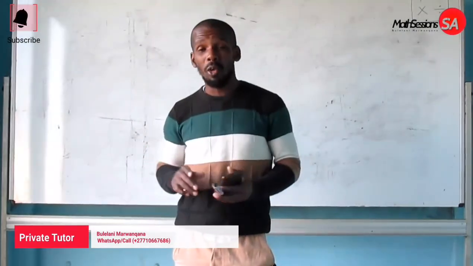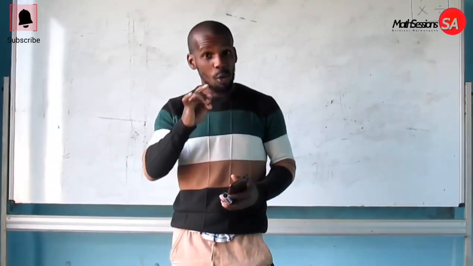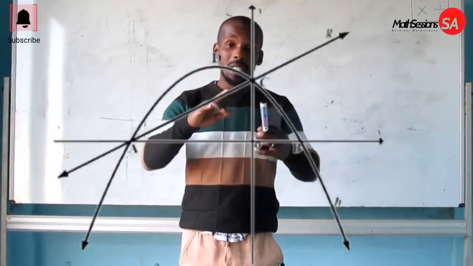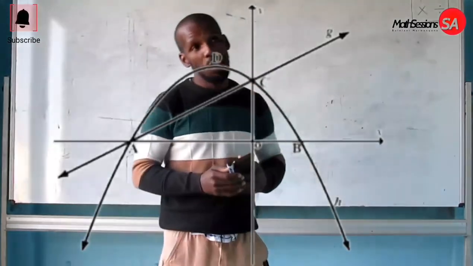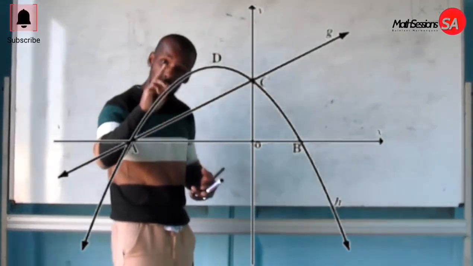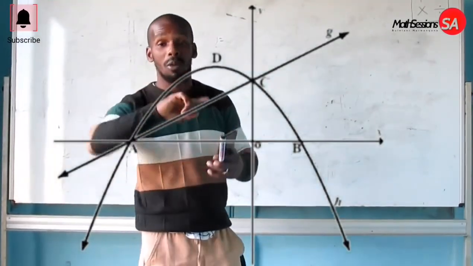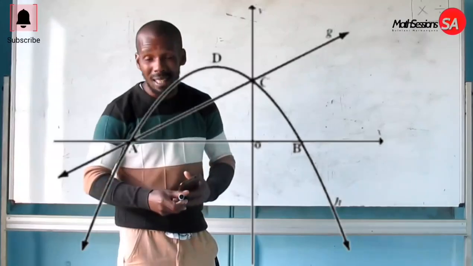If you are looking at the screen, we have a graph here. The graph is a function of a parabola and a straight line, sitting on the same set of axes. So now we have two graphs, the h(x), which is our parabola, and the g(x), which is our straight line. So, how are they described?